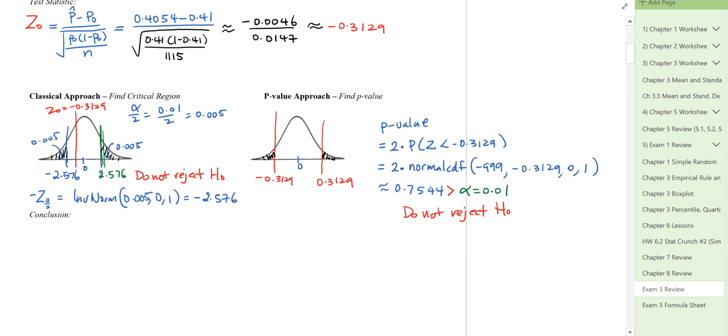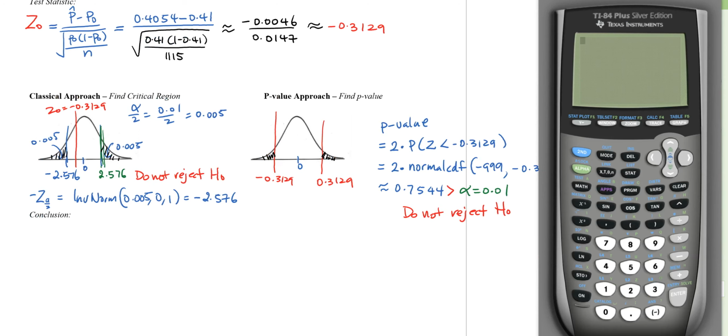Now let me show you how to do this on a calculator. I'm going to show you how to find the critical value that separates the critical region. We can use inverse norm to find the critical region here, which is the classical approach. So I'm going to go to second vars and inverse norm, which is number 3. Now I'm going to enter the area on the left tail. The one I'm finding is 0.005. And mean is 0, standard deviation is 1, that's the standard normal, Z.